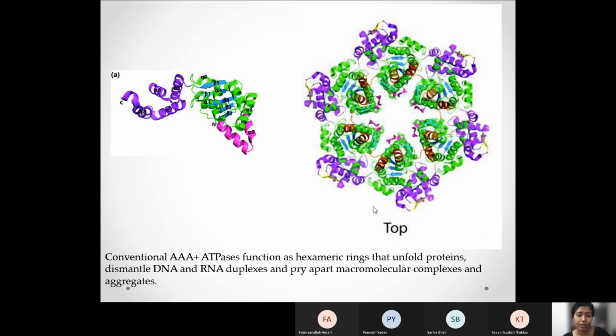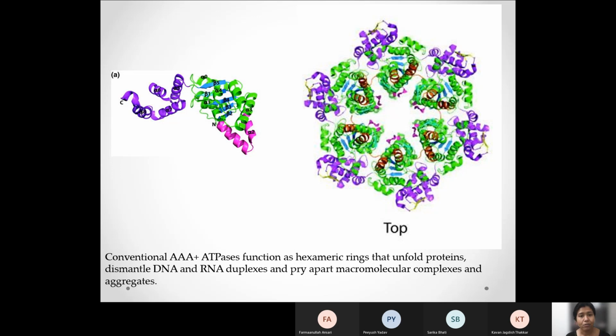And what you see here is something called triple A ATPases. Now, triple A ATPases, what are these? These are proteins that are found in almost everything you know. You take bacteria, you take viruses, you take human cells, you will see these classes of proteins.